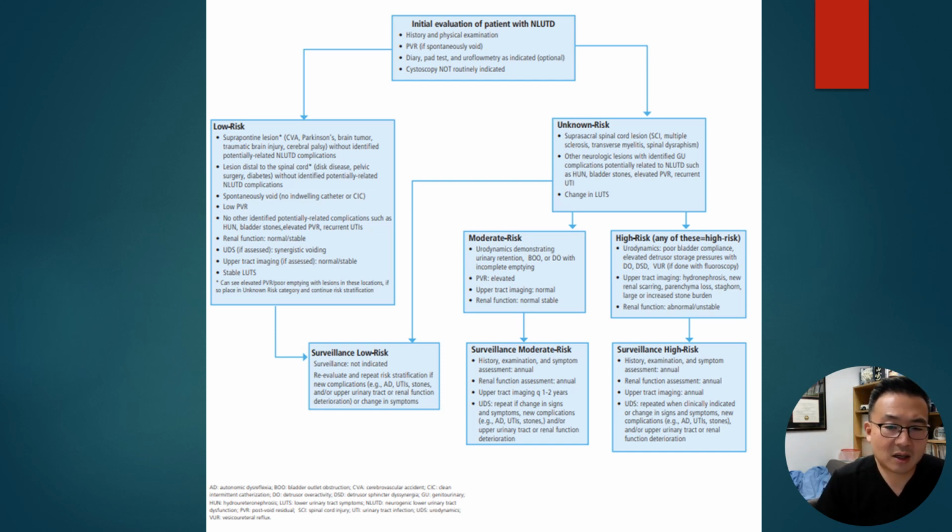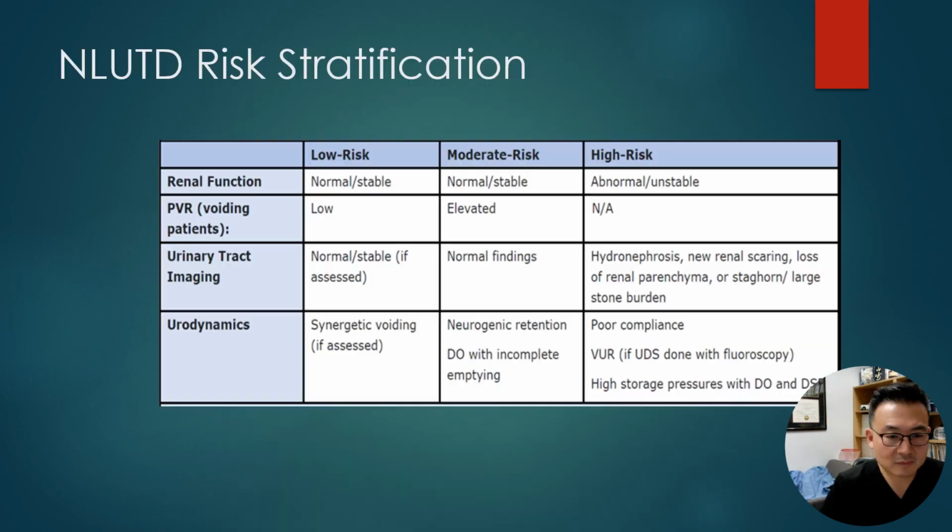Things that present with unknown risk are suprasacral spinal cord lesions, such as multiple sclerosis or spinal cord injury, and other neurologic lesions with identified genitourinary complications, such as bladder stones, elevated PVRs, recurrent UTIs, or changes in the symptoms. And we'll go through some more of this in the upcoming slides.